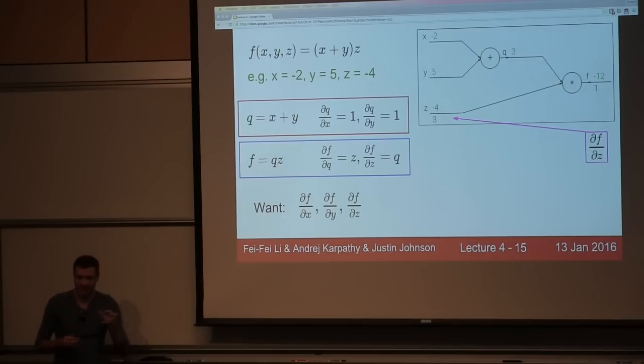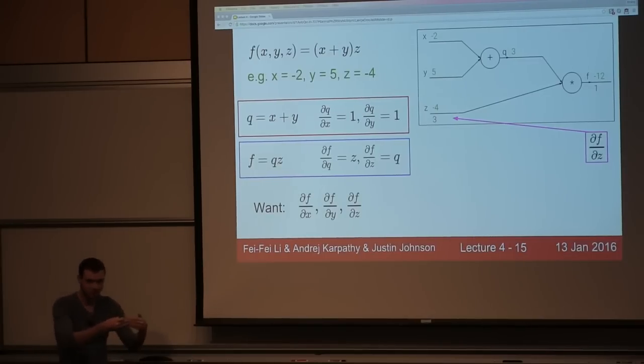And what the red 3 is telling you, really intuitively, keeping in mind the interpretation of a gradient, is that the influence of z on the final value is positive, with a force of 3. So if I increment z by a small amount h, then the output of the circuit will react by increasing, because it's a positive 3, by 3h.